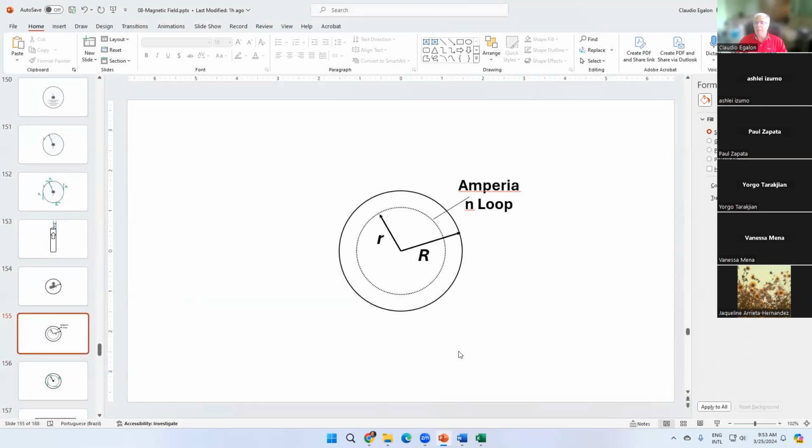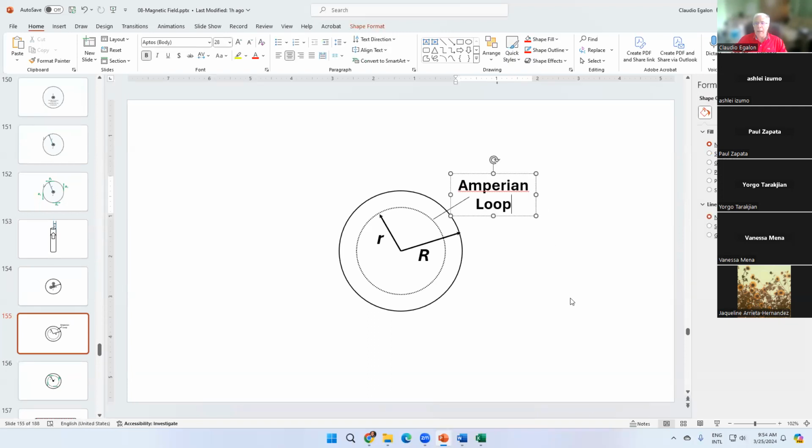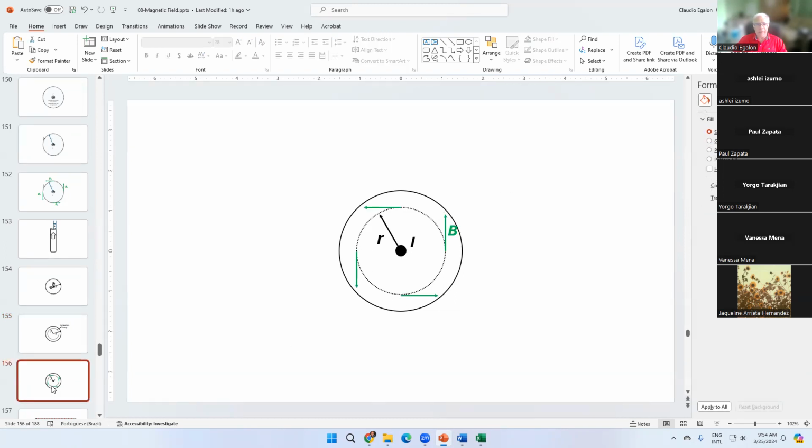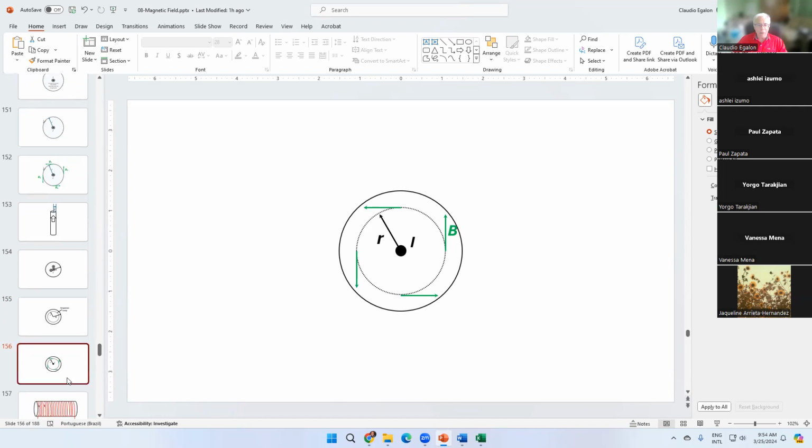So here you go. We go ahead and choose my Amperian loop in this way because the problem has cylindrical symmetry. Here's my Amperian loop. See that? I'm going to point the direction of motion of my path in the counterclockwise direction, so it coincides with the direction of the B field. And we go ahead.